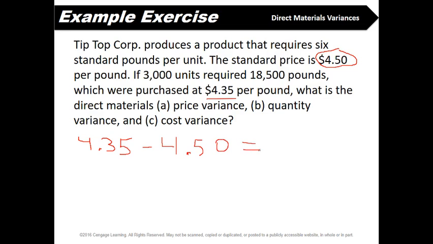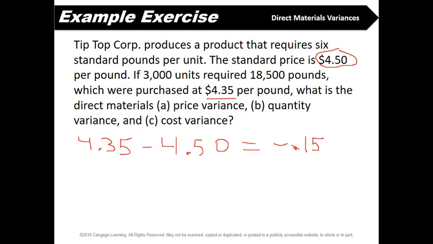Now, what does that equal? We take 4.35 and we reduce it by 4.50. That is going to give us negative 15 cents per pound.